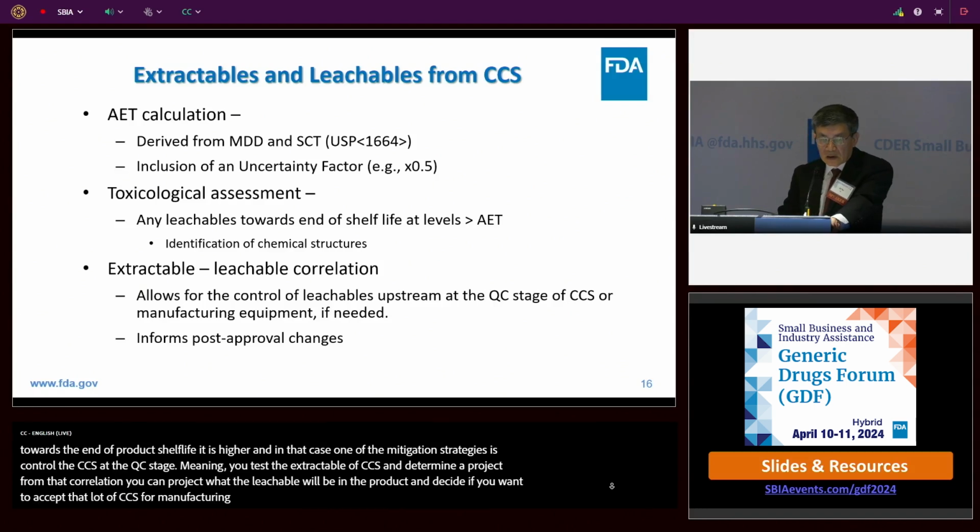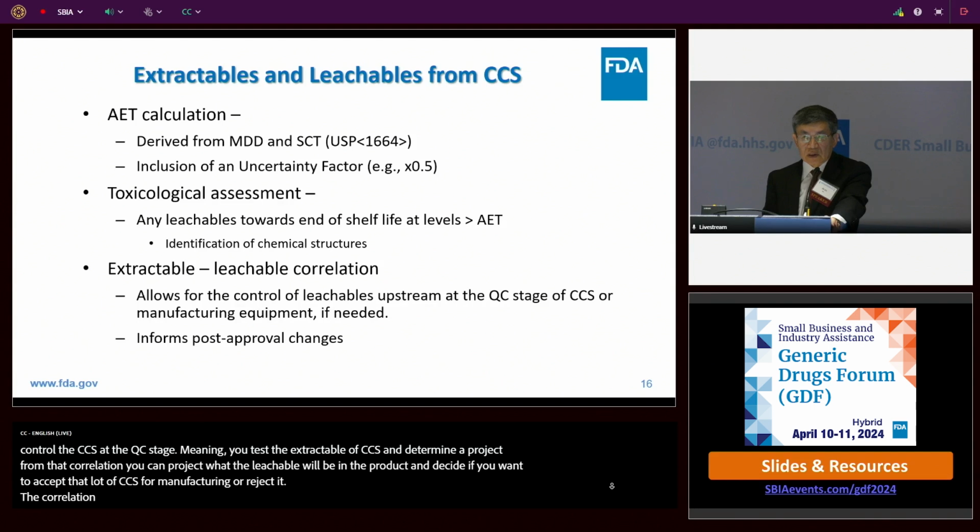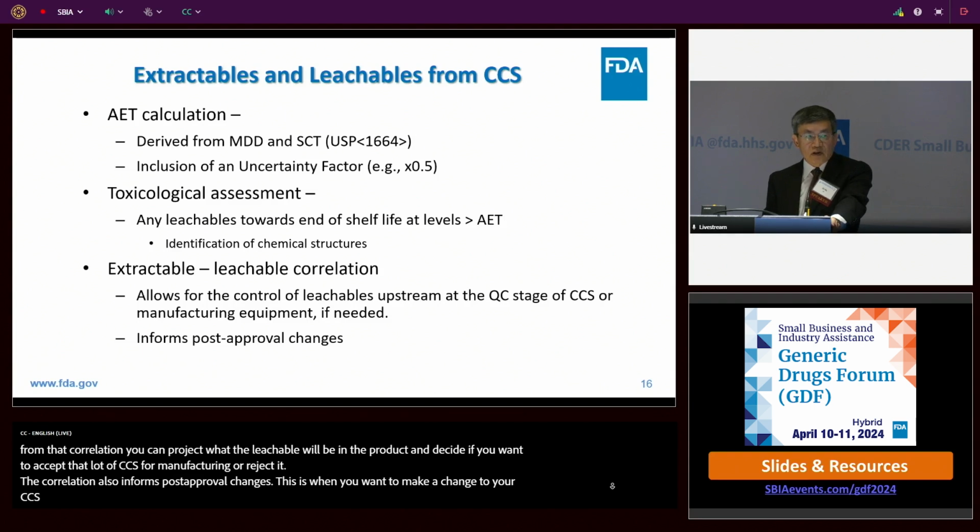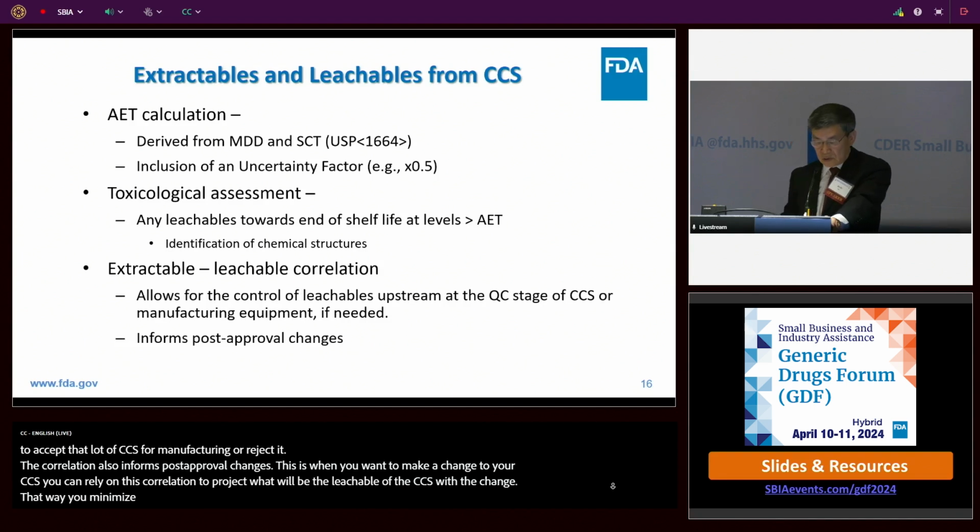Okay? The correlation will also inform post-approval changes. So it's good that when you want to make a change to your CCS, you can actually rely upon this correlation to project what would be the leachables of the CCS with the change. And that way you minimize the risk of the CCS with the changes.